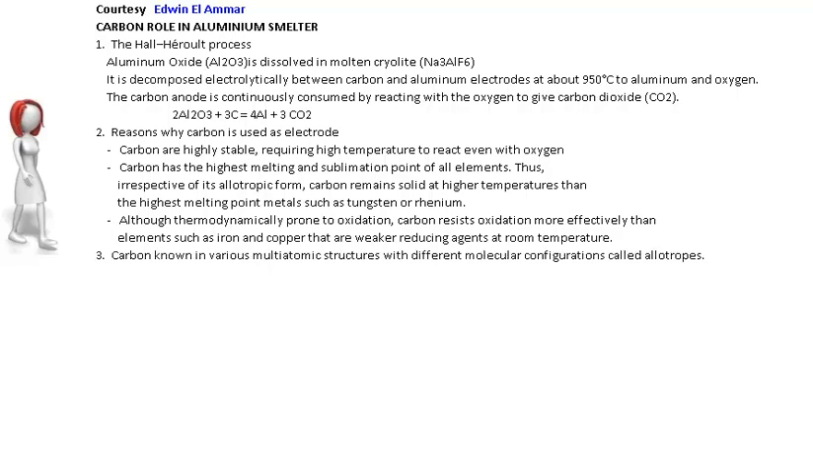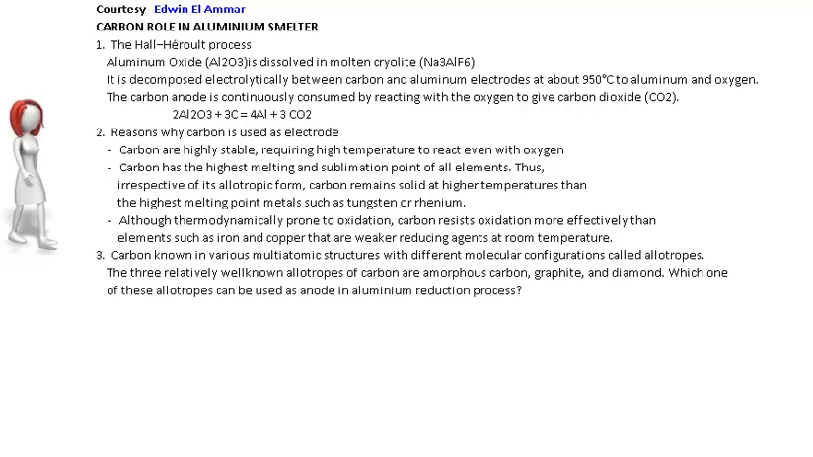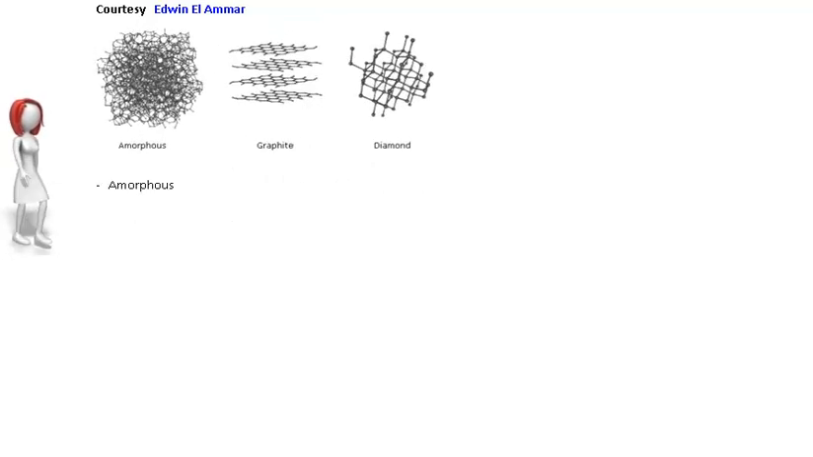3. Carbon is known in various multiatomic structures with different molecular configurations called allotropes. The three relatively well-known allotropes of carbon are amorphous carbon, graphite, and diamond. Which one of these allotropes can be used as anode in the aluminium reduction process? Amorphous: the amorphous form is essentially graphite but not held in a crystalline macrostructure.